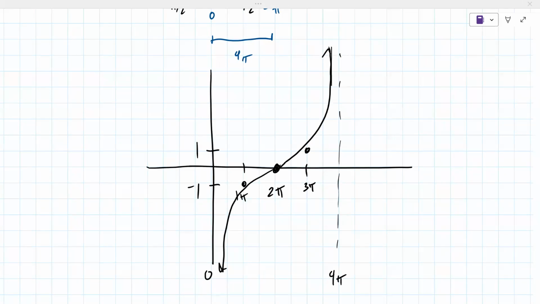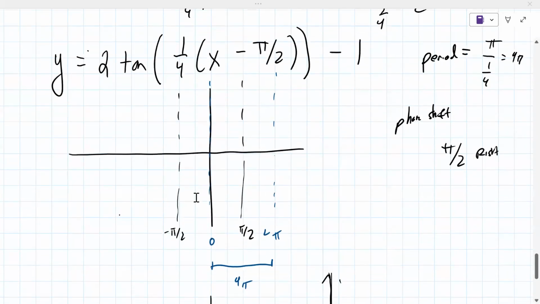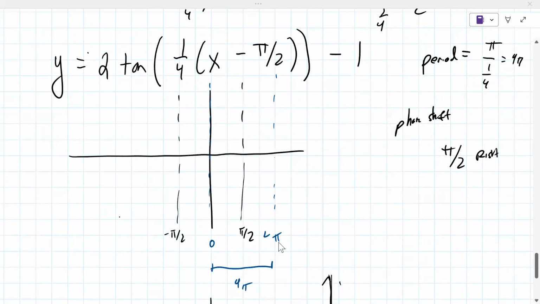Okay. Any questions on that part? No. Okay. That's the hardest part, knowing to push it out. It's the phase shifts first. You always do the phase shift and the period.